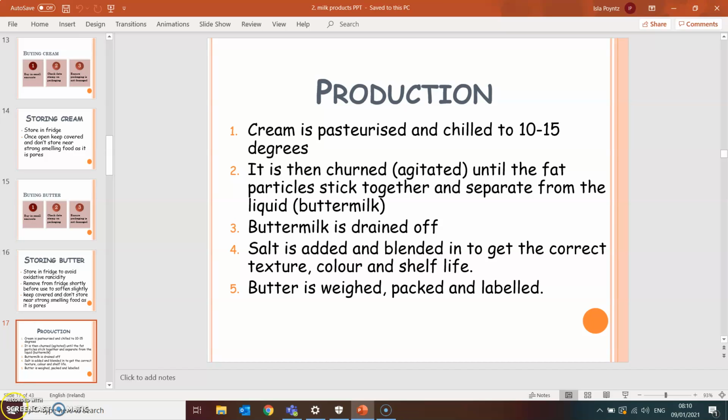So it's the cream on top of the milk that's churned. The fat sticks together. Then the buttermilk is drained away and you can use that to make your soda bread, like I told you earlier on. Salt is added. And it's weighed, packed and labelled. So quite a short little production there and quite easy to remember.